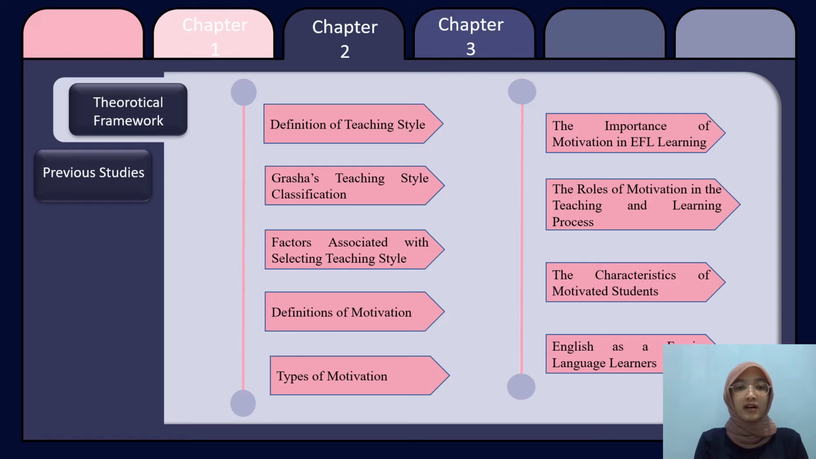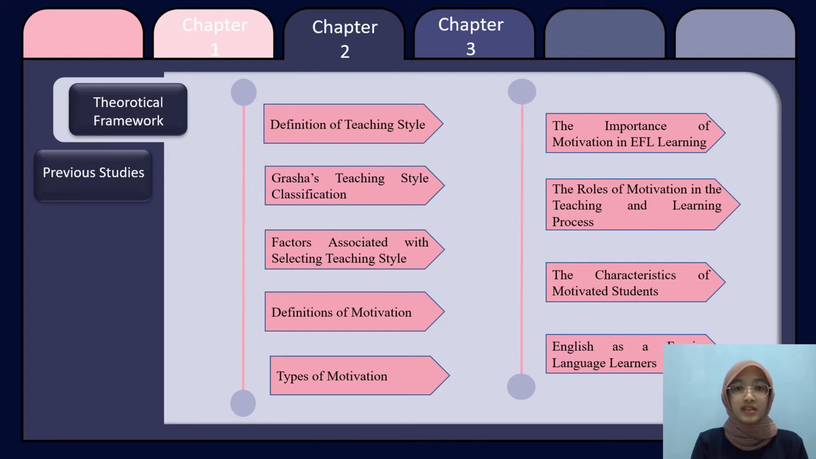There are 5 classifications. Number one, expert style. Number two, formal authority style. This style is a teacher-centered methodology. And next, number three, role model style, a teacher-oriented style in which teachers display skill. And then facilitator style.